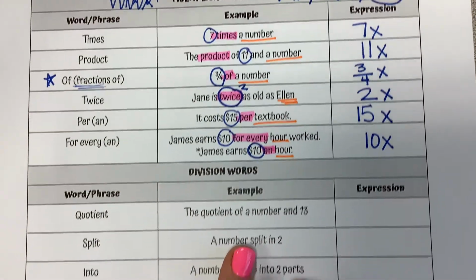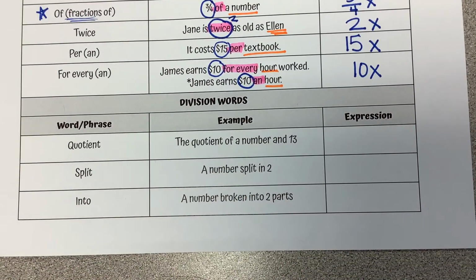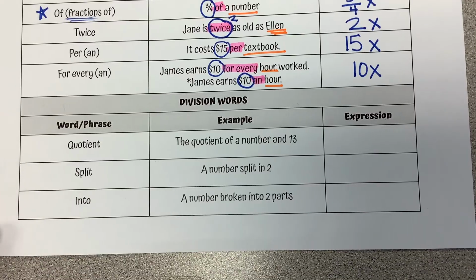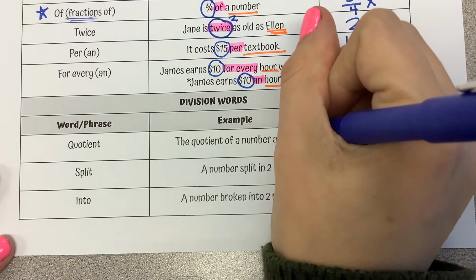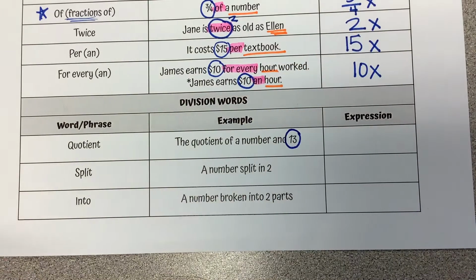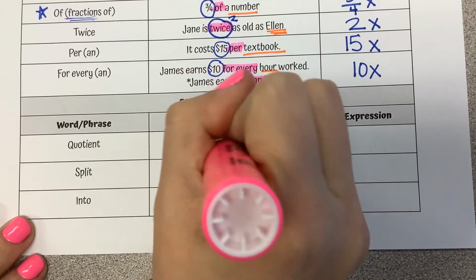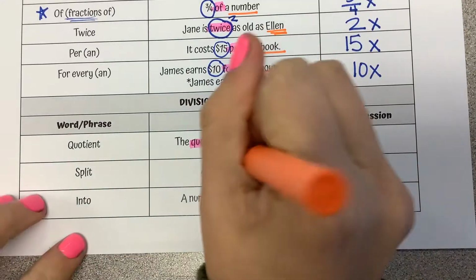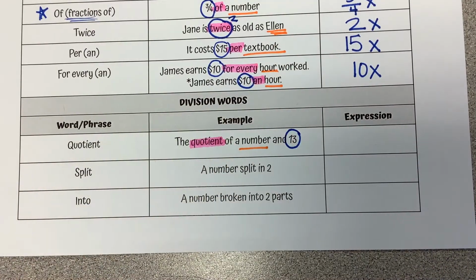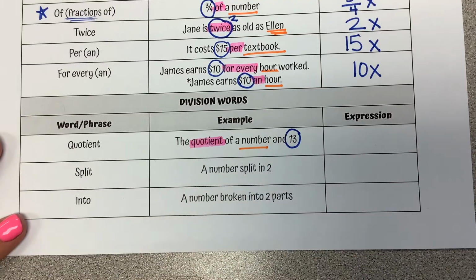All right, last up we have division examples. Quotient, the quotient of a number and 13. So our number is 13. Quotient is a tricky word, but if you can realize that that is division, that's going to help you out. So quotient means division, and our unknown is a number. So it's the quotient of a number and 13.